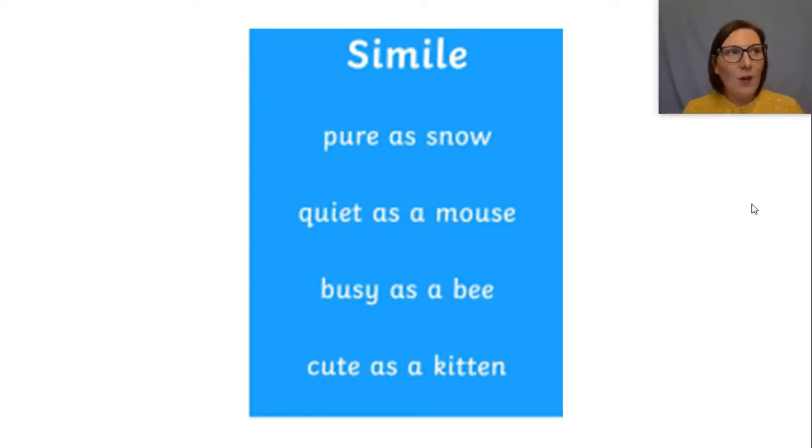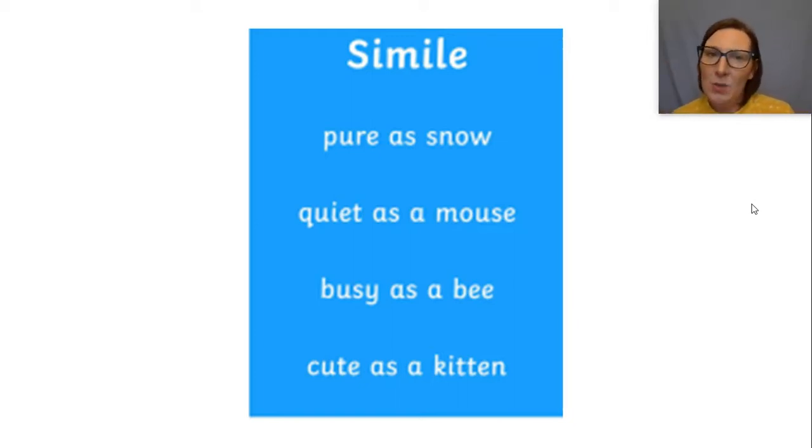Now, bees are often very busy little characters, aren't they? They fly around from flower to flower every day, collecting all of the pollen and the nectar. Often we can say that when somebody is really busy, they're as busy as a bee. They're like a bee and they're really busy going around everywhere, but they're not really a bee. But we're saying they're like a bee.